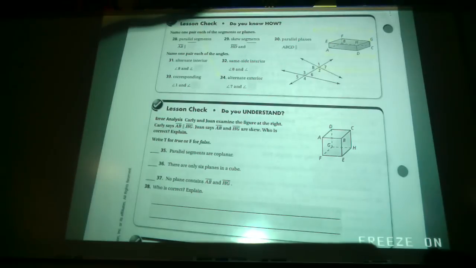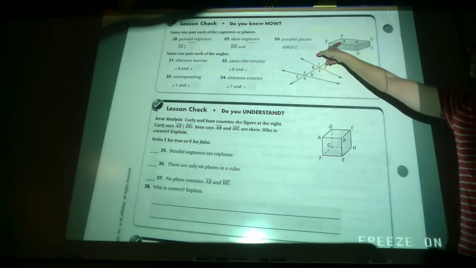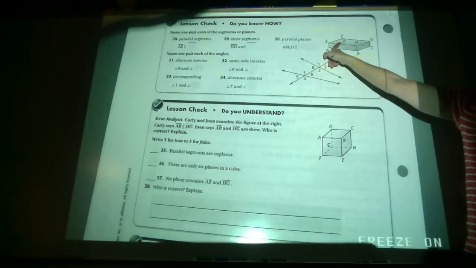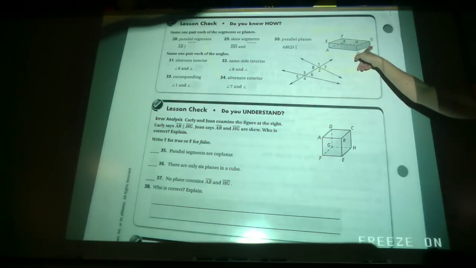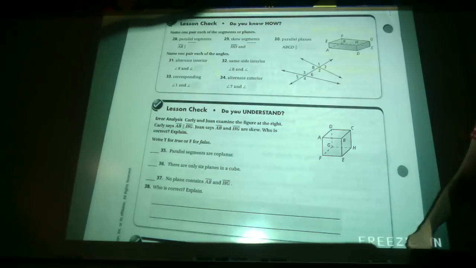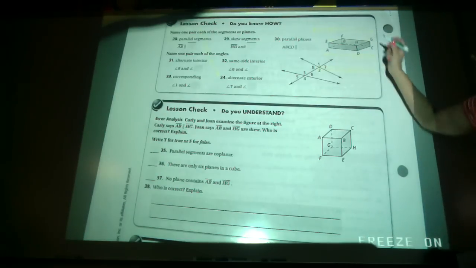Okay, so let's talk about these. Let's look at 28. Parallel segments. So a segment that's parallel to AB, you only have one choice. What is that? What's parallel to AB? Number 28. CD or DC, right? Skew segments, you actually have two choices. What segment is skew to HD? Here's HD. What's one choice?